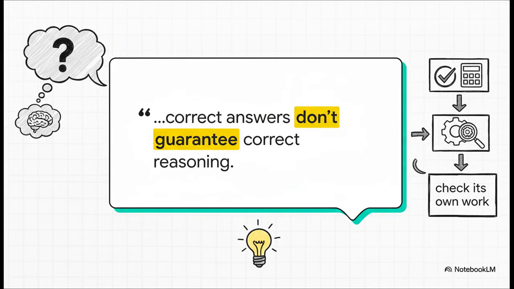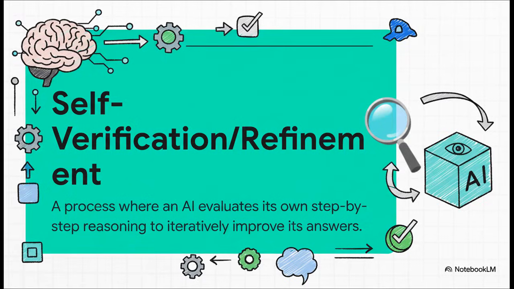A model can just get lucky and stumble into the right answer using totally flawed logic. This realization is what led them to develop a new method for the AI to basically check its own homework. And that led them to this concept of self-verification and self-refinement. What does that mean? Well, it's pretty wild. They essentially trained one AI to act as a strict judge of another AI's step-by-step reasoning.